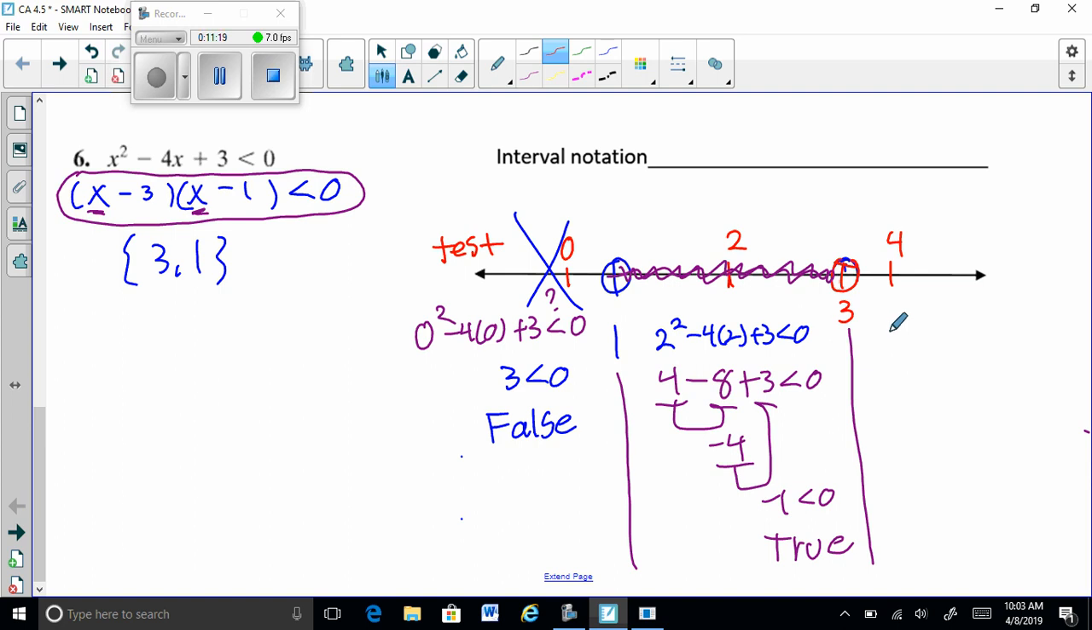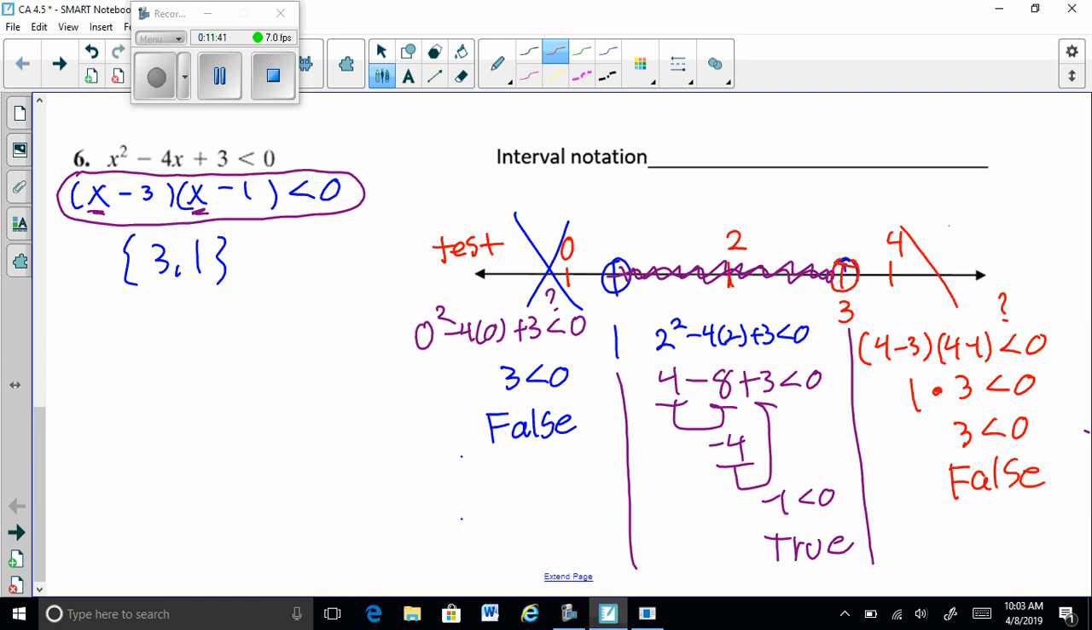All right, so we're going to plug in 4. What I'd have is 4 minus 3 times 4 minus 1. We want to know if that's less than 0. 4 take away 3 is 1. 4 take away 1 is 3. 1 times 3 is 3. Is 3 less than 0? False. So we're not going to shade that area.